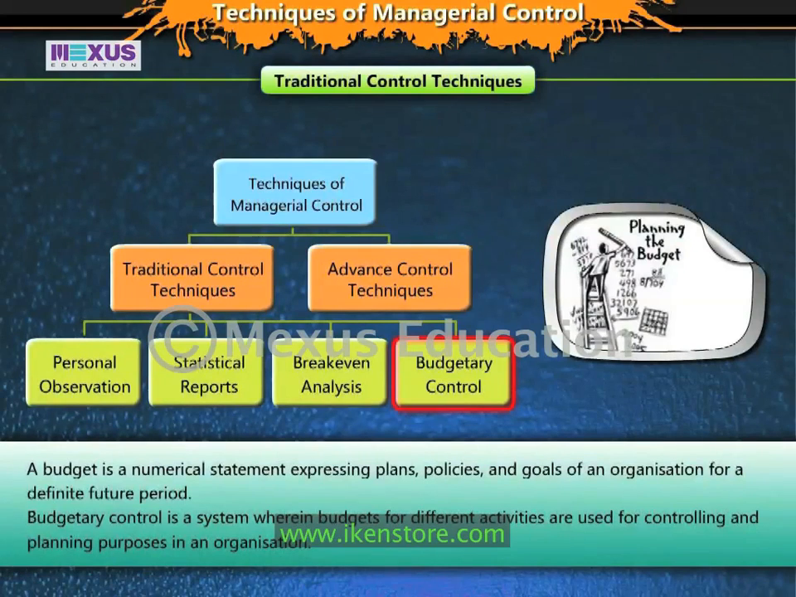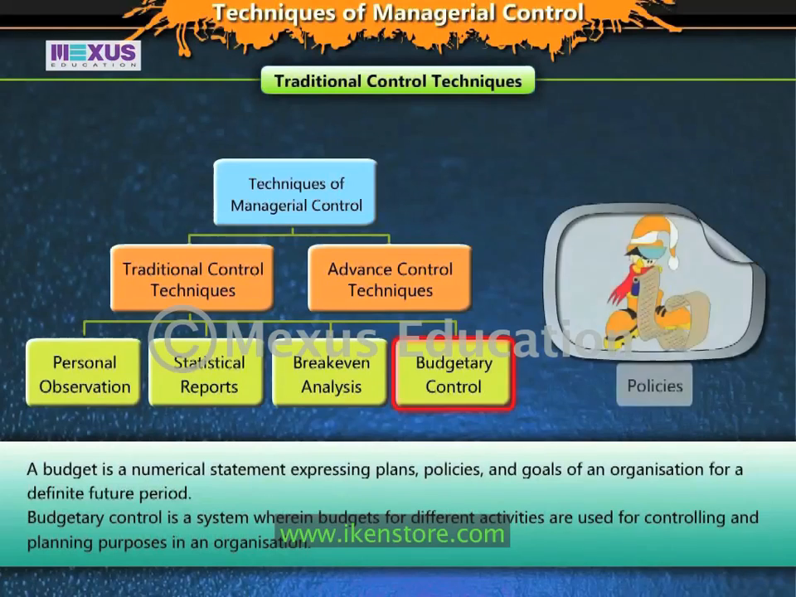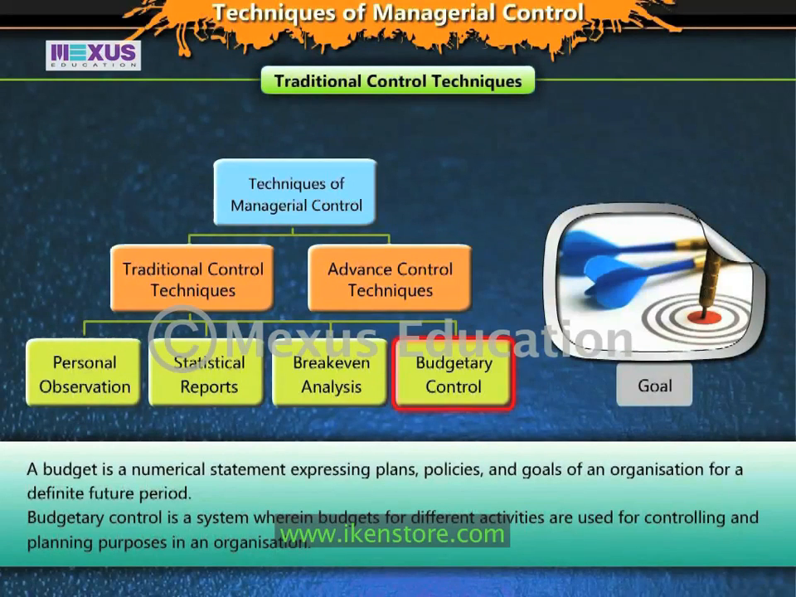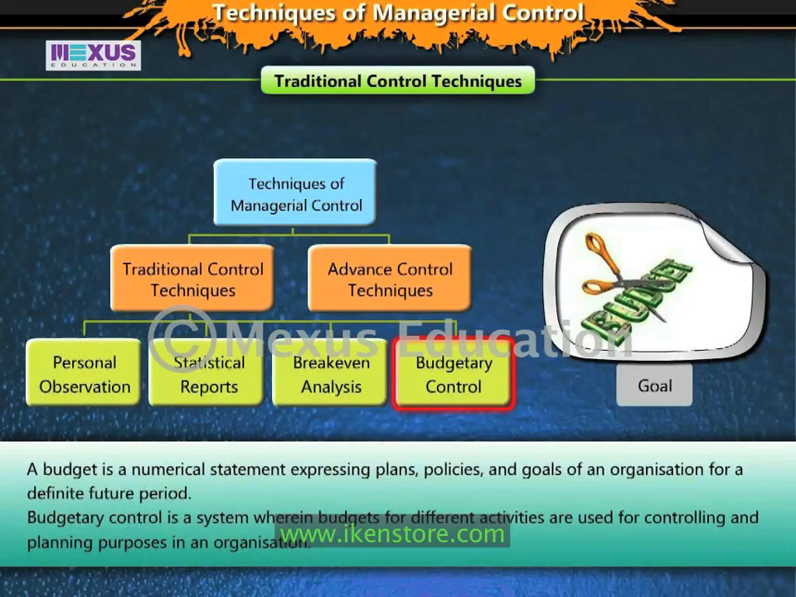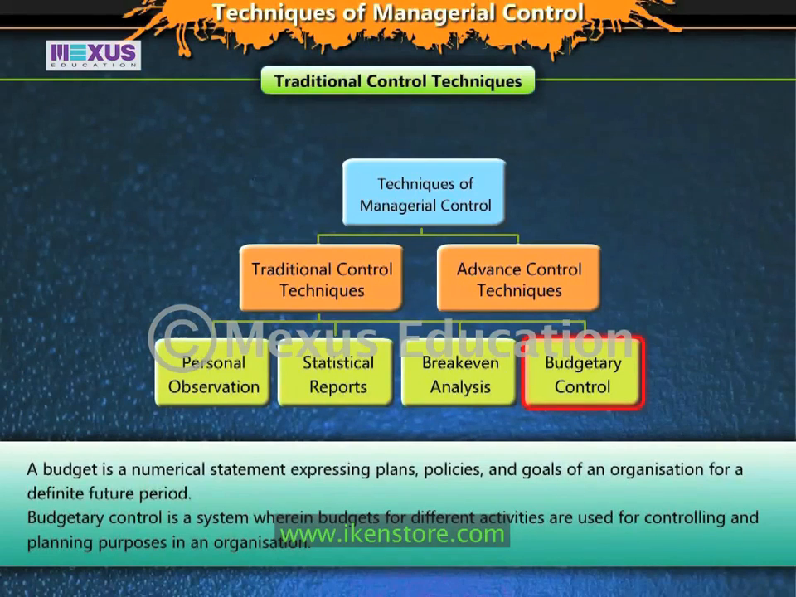A budget is a numerical statement expressing plans, policies and goals of an organization for a definite future period. Budgetary control is a system wherein budgets for different activities are used for controlling and planning purposes in an organization. This technique enables a manager to compare actual performance with a budgeted performance after the completion of a particular activity. If there is any negative deviation, he needs to take necessary actions to achieve organizational goals.